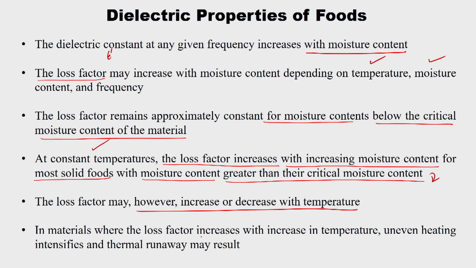In materials where the loss factor increases with increase in temperature, uneven heating intensifies and thermal runaway may result. The loss factor is nothing but conversion of absorbed microwave energy into heat, right. So when the temperature is increasing and the loss factor is also increasing, the amount of microwave energy absorbed is getting converted into heat with minimum loss. That means your heating will be very high. So the uneven heating intensifies and there may be a thermal runaway condition.